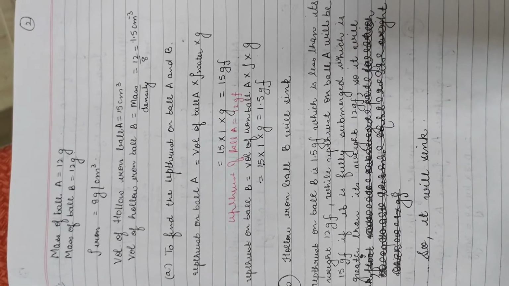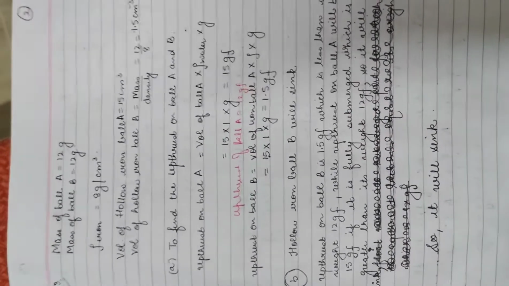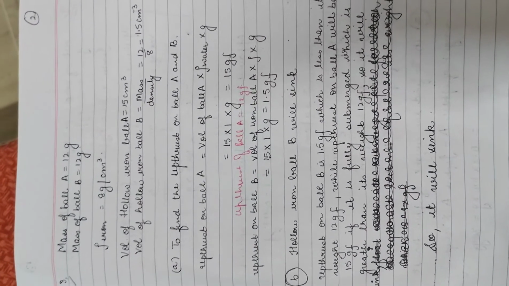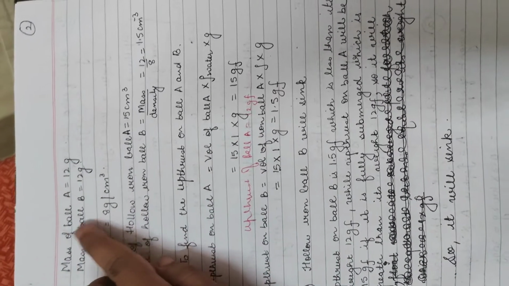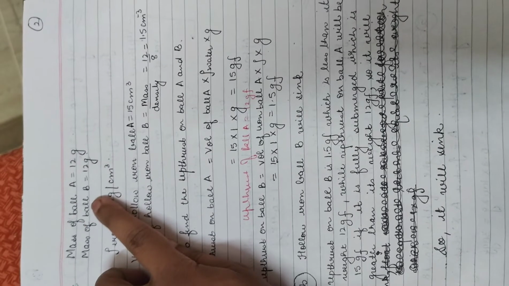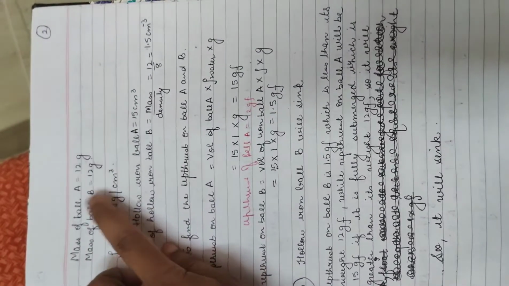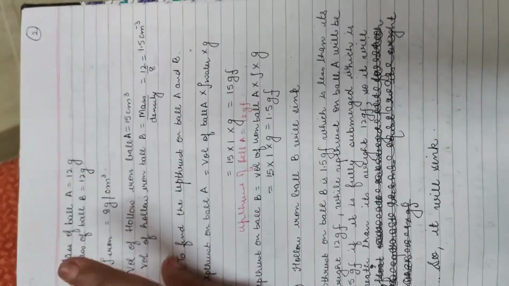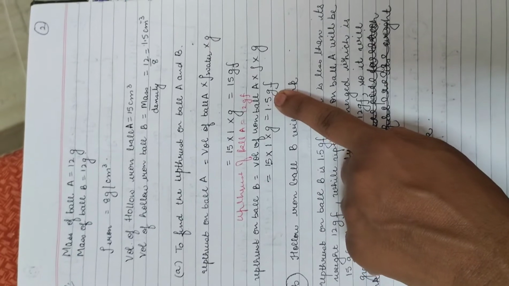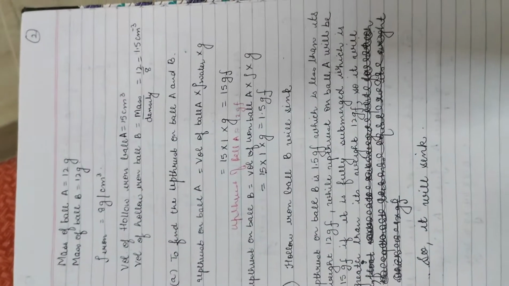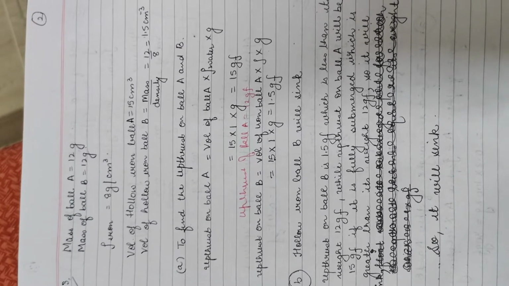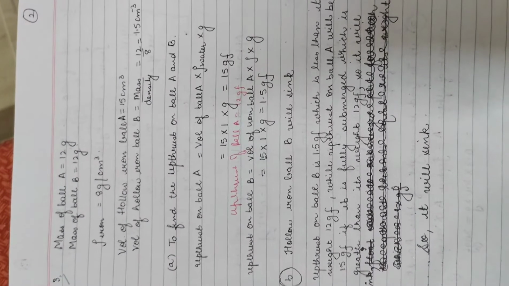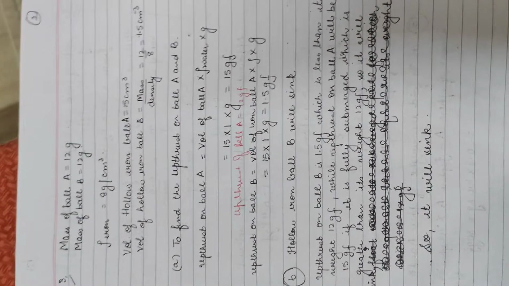Clear? Upthrust A and upthrust B are different. Now they are asking which ball will sink. We are saying that ball B will sink. Why? Because see the masses of body A and body B. The weight of ball A is 12 gf and the weight of ball B is also 12 gf. But upthrust here is 1.5 gf and here is 15 gf. As the upthrust value is more in the case of ball A, that will not sink, and the upthrust value in the case of ball B is less, so that will sink.